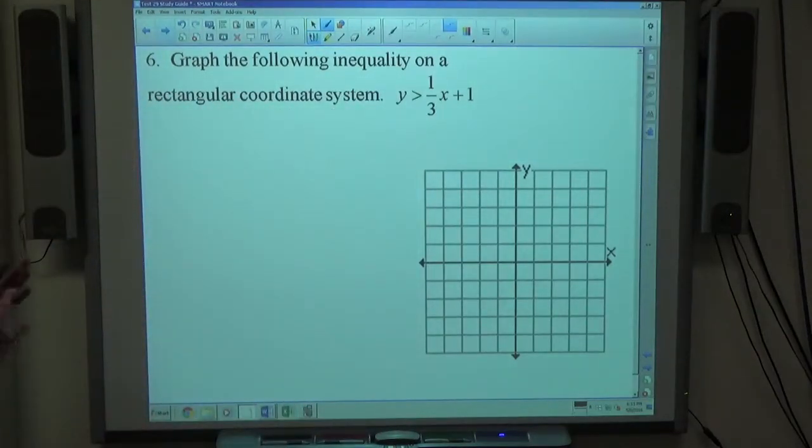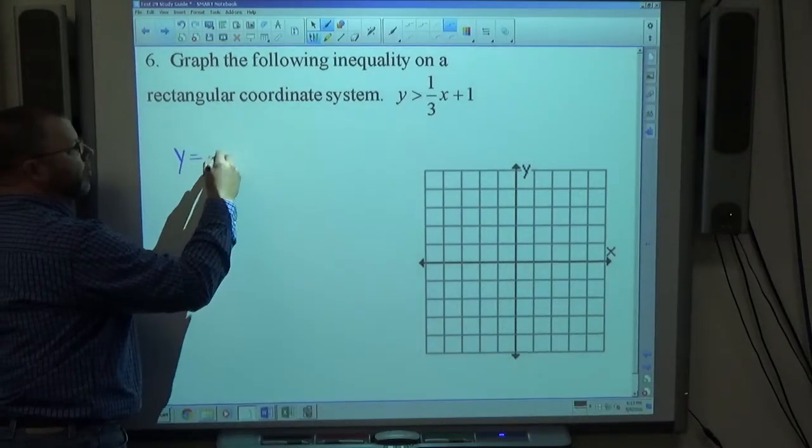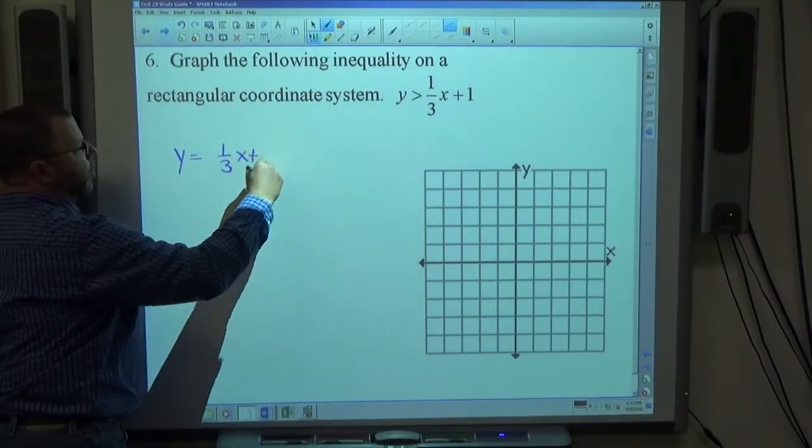Number 6, I want to graph the inequality on a coordinate system, and it's a linear inequality. So first thing I want to do is pretend there's no inequality. I'm going to just pretend I'm graphing y equals 1/3 x plus 1.